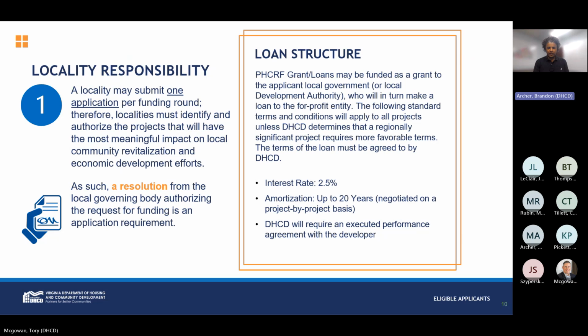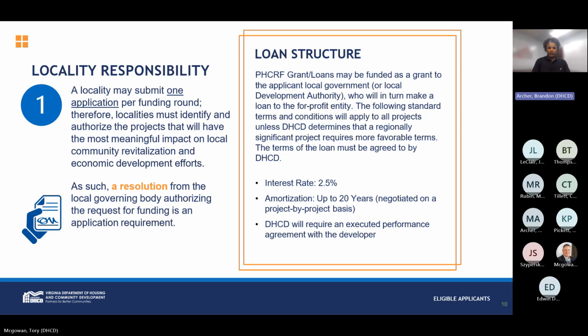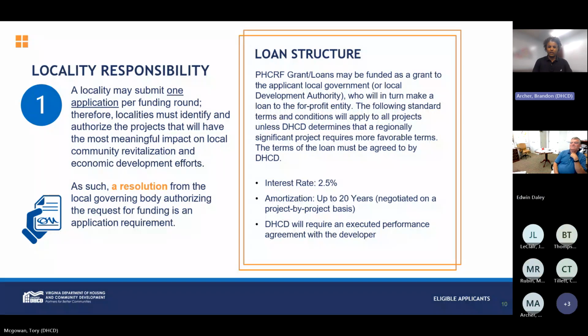Resolutions are required for any application requesting Port Host funds, and it should include the property address and intended amount to be requested. Should your project be awarded as a loan, we will work with you through contract negotiations. As mentioned, we disperse the funds to the unit of local government, who then administers that loan to the private entity. Our loans have an interest rate of 2.5% and an amortization schedule of 20 years. And in addition to the loan agreement between the locality and that private entity, DHCD will require a performance agreement with the developer.